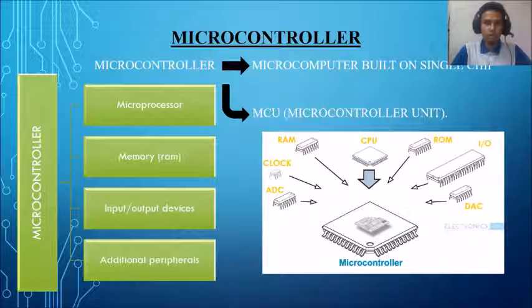Now, I will explain about the microcontroller. Microcontroller is a microcomputer which is built on a single chip. It can also be known as an MCU, which is microcontroller unit. Microcontroller is a single chip which consists of microprocessor, memory, input or output device, and additional peripherals.